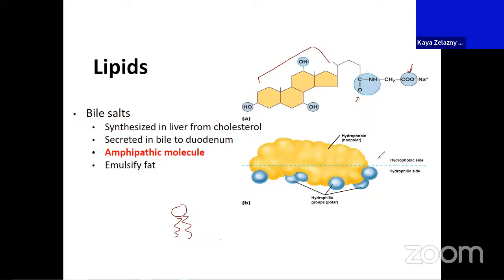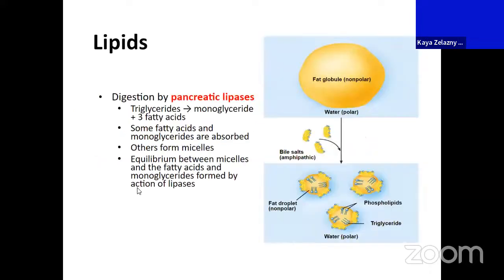So we have a hydrophobic side and a hydrophilic side, which means we're going to have a portion that can touch the fat droplet and integrate there. We're going to have a portion that lets water get in near that hydrophilic polar portion, which is going to help us break stuff up. So that's how our emulsification is working.